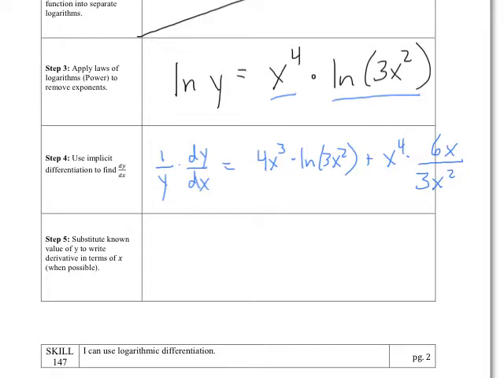And because we're solving for dy/dx, we need to multiply the y to the other side. So we have dy/dx is equal to y times 4x to the third ln of 3x squared plus, if I simplify this all out, I get 2x to the third.